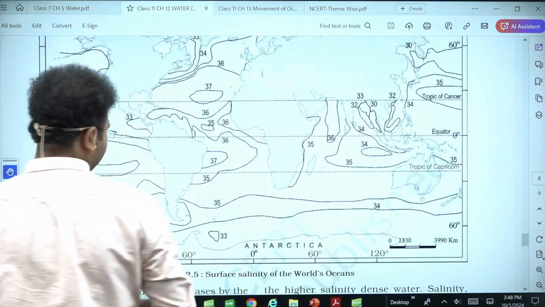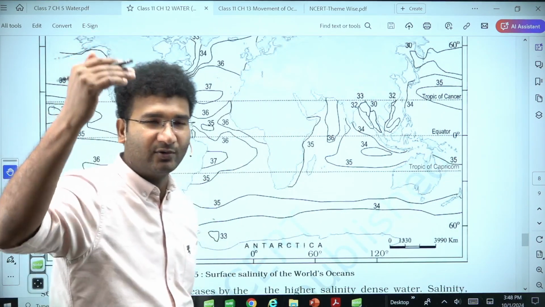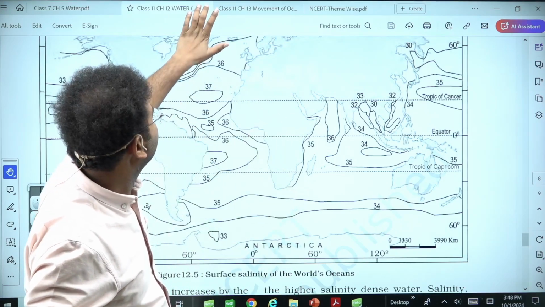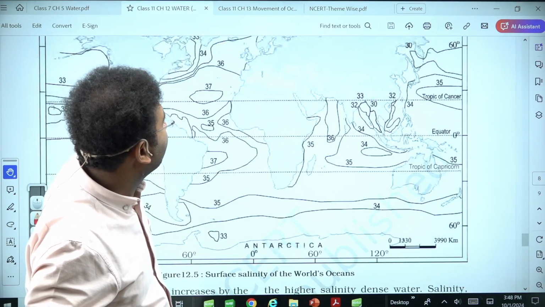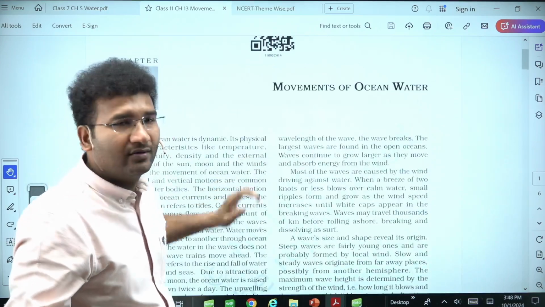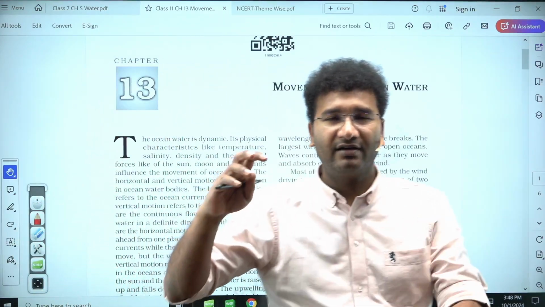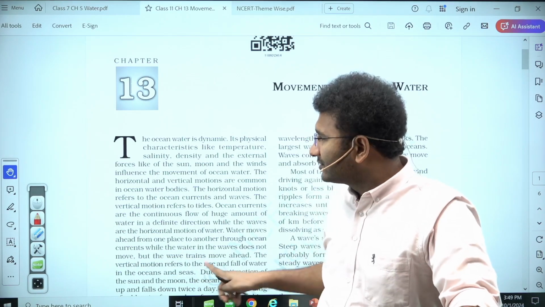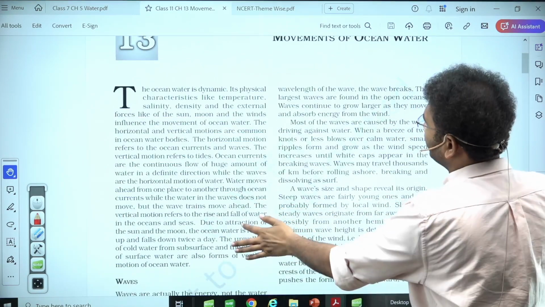Comparatively, in the tropical areas the salinity is high, but not at the equator. The equator has a little less salinity because it also has a good amount of rainfall. Sorry, wherever you do not have rainfall, there you will have more salinity, and wherever you have rainfall, there you will have less salinity. So these are the aspects that you are supposed to know.